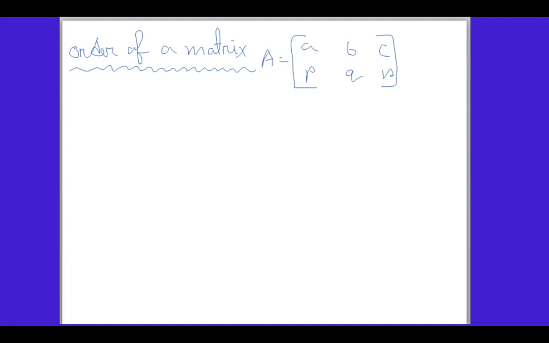While writing the order of a matrix, the row number is always first. After that comes the column number. The row number here is 2, the column number is 3, and the order is 2 by 3. This is called the order of a matrix. Very basic thing.